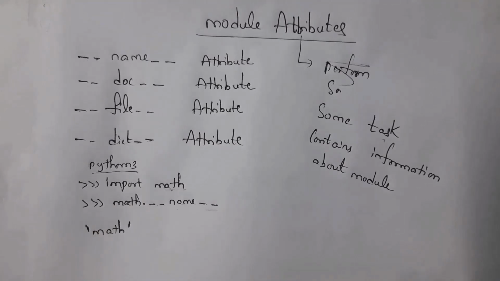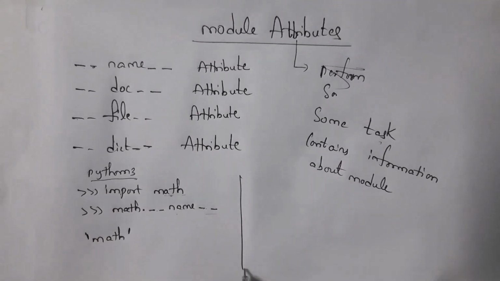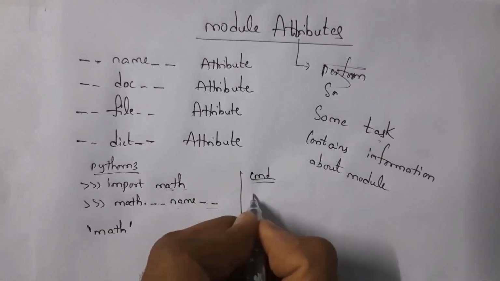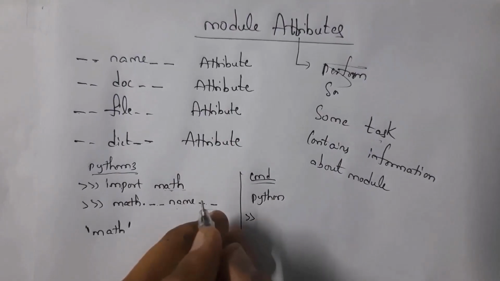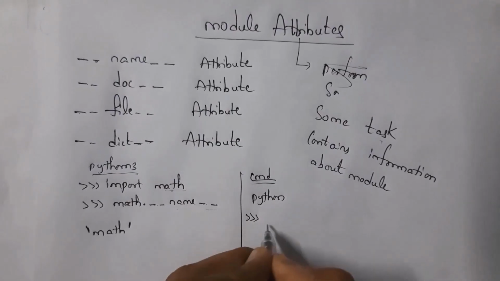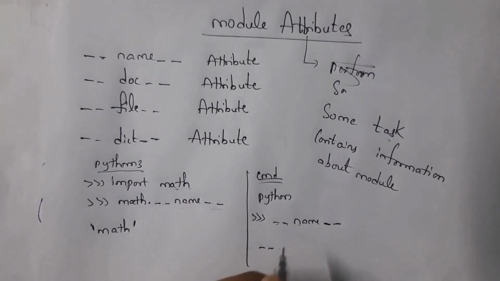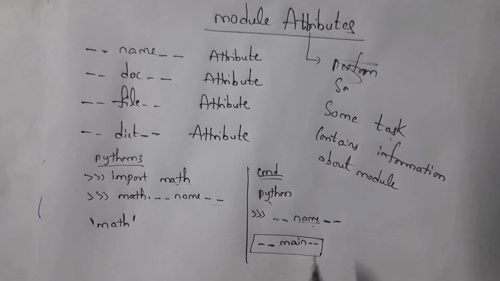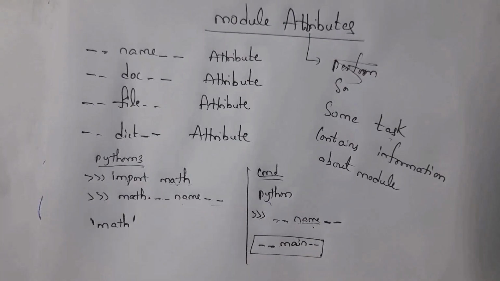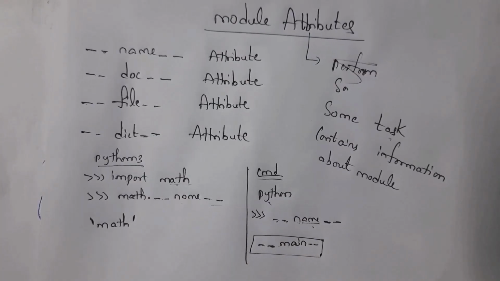For example, I did not import any module. I just opened command prompt and opened Python. I did not import any module. I am just writing __name__, and whenever you click enter you will get the output __main__. So you will get the output __main__ if you do not import any module. This is the use of the name attribute.